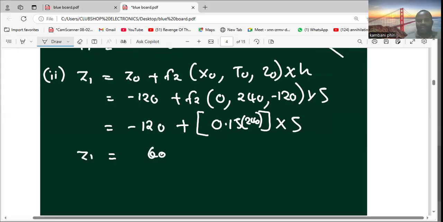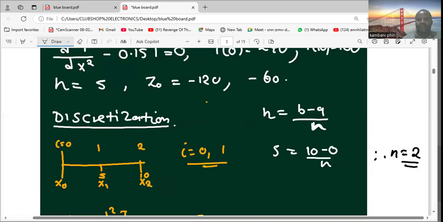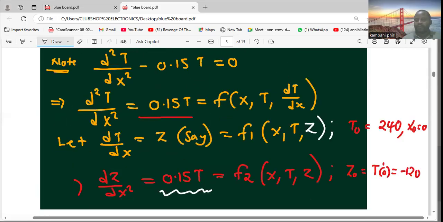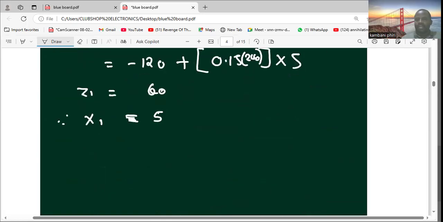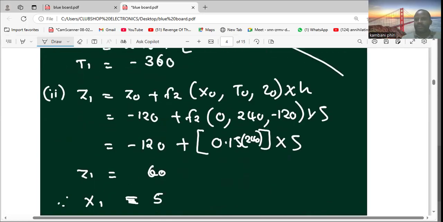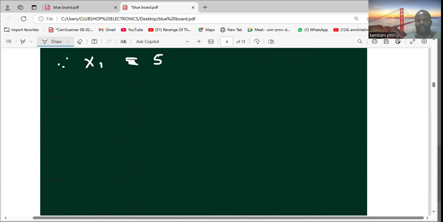Now, what will be our x1? It means x1 is equal to 5. Where are we picking this 5? From our discretized interval. Here, our x1 is 5. Our x2 is 10. Now, so now we use i is equal to 1. So when i is equal to 1, what do we get?